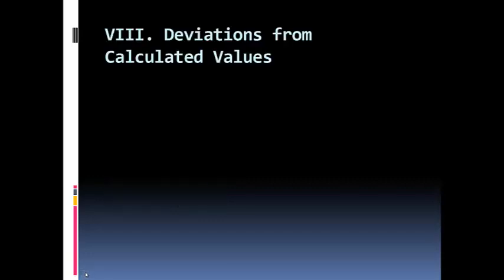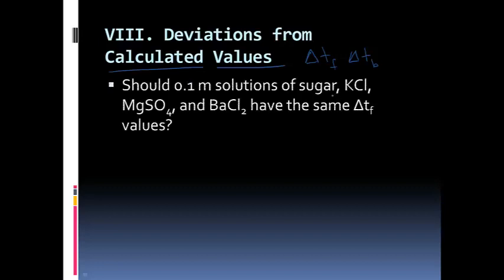Hi, video 14-3, deviation from calculation. So, deviations from calculated values, meaning when we calculate things like delta TF and delta TB, changes in boiling point and freezing point. Okay, so suppose I give you three solutions.